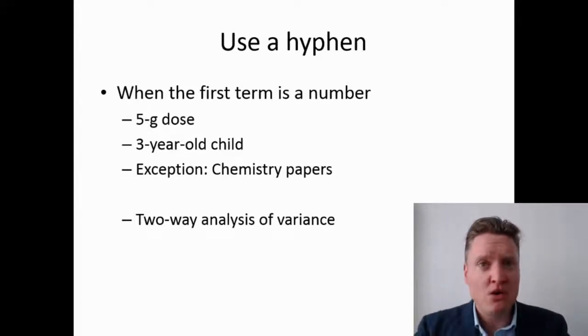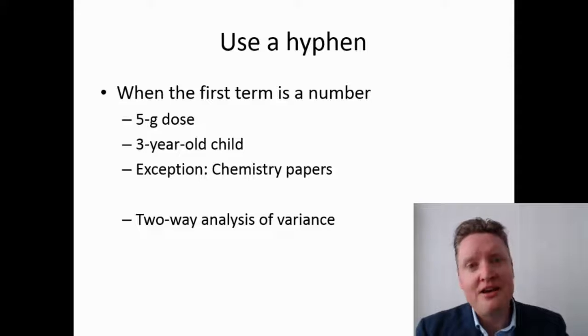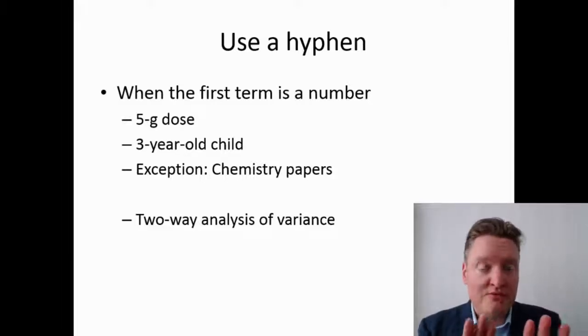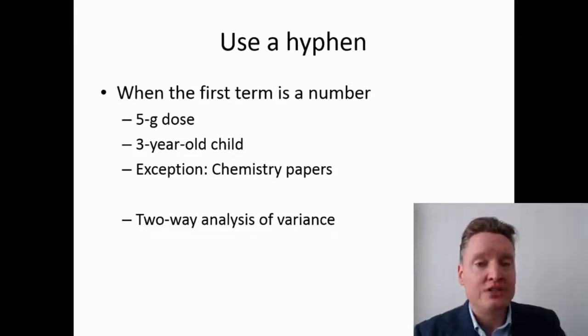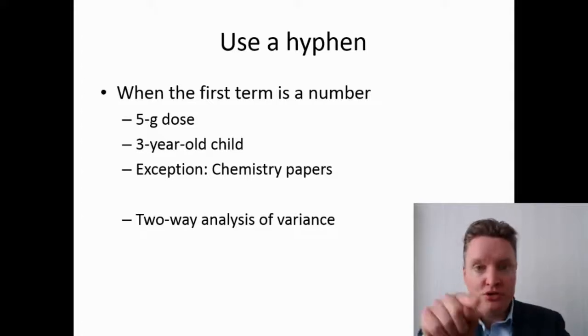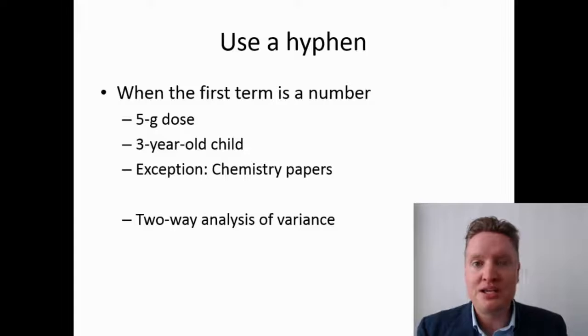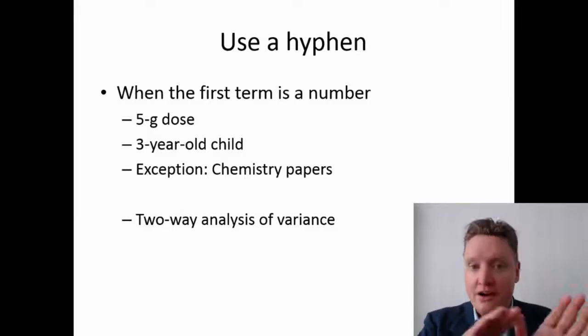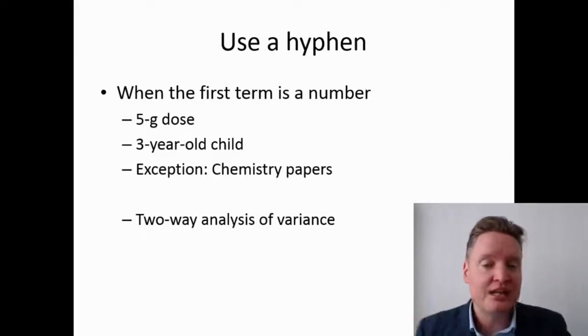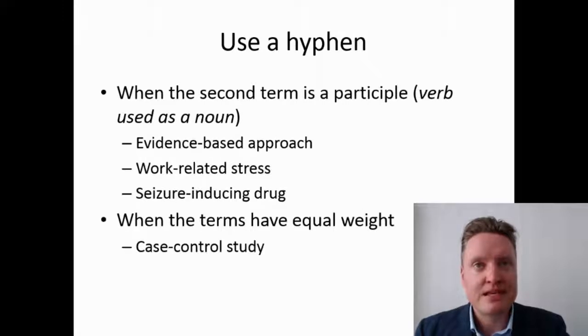Also use a hyphen when the first term is a number, like 5-gram dose or 3-year-old child, except in chemistry. Chemistry, we don't apply that rule, and you do see the number with the unit of measurement directly. Notice how even when we write out the term, two-way, we don't put the numeral 2, we write the word two. We still hyphenate there because both two and way are modifying the analysis of variance.